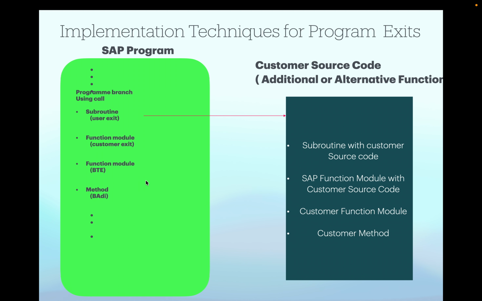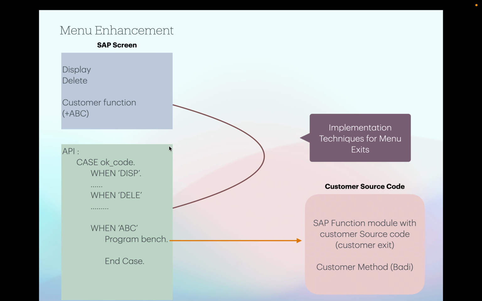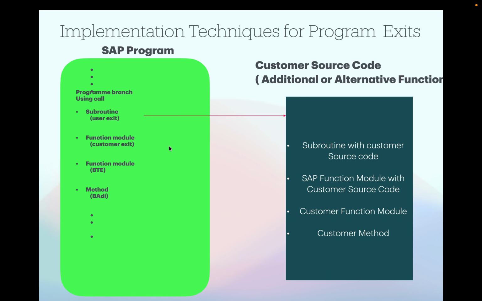You can utilize these hooks to implement a particular user exit. It will create one subroutine in the custom namespace. The user exit subroutine with the customer source code will be created in the customer system, customer namespace, and will be automatically called with the user exit. The function module is nothing but the customer exit. This is the function module with the customer source code. It will be created and accessed through the SAP standard program.